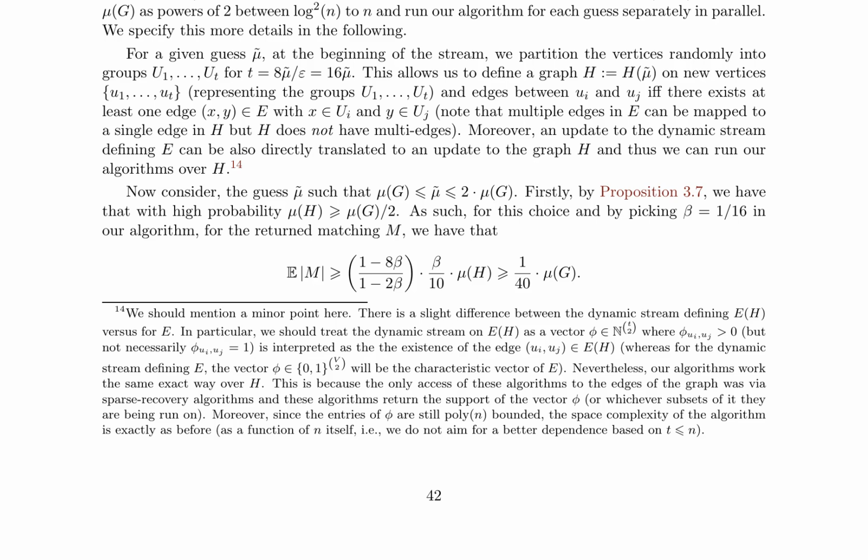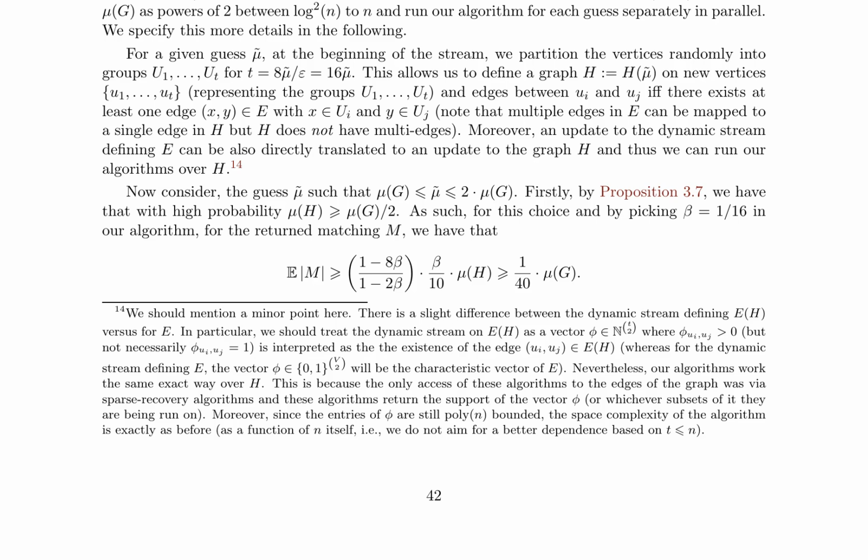This is achieved by using the vertex sampling approach of proposition 3.7 for O(log n) guesses of μ(G), as powers of 2 between log² n and n, and running the algorithm for each guess separately in parallel. In conclusion, the paper presents a new approach to solving the maximum matching problem in a graph using a combination of vertex sampling and sparse recovery techniques.